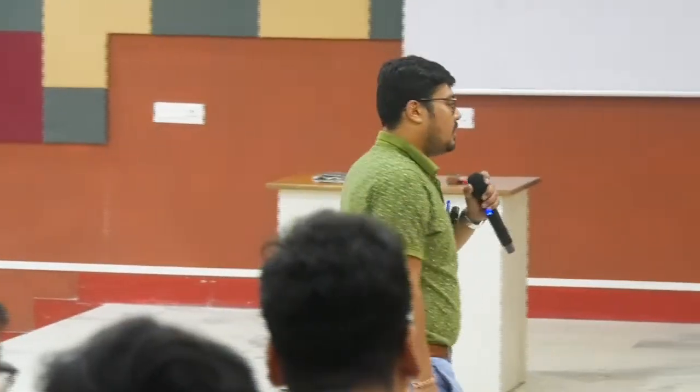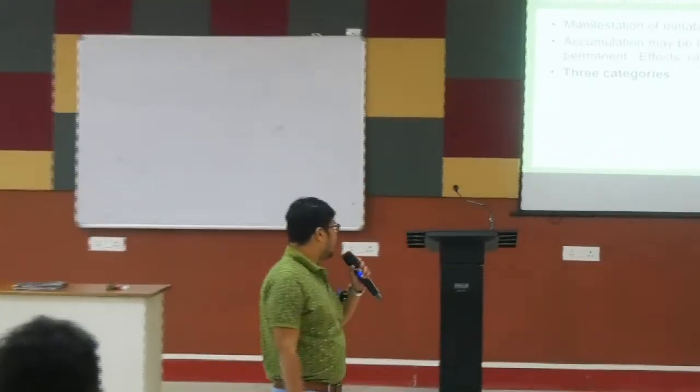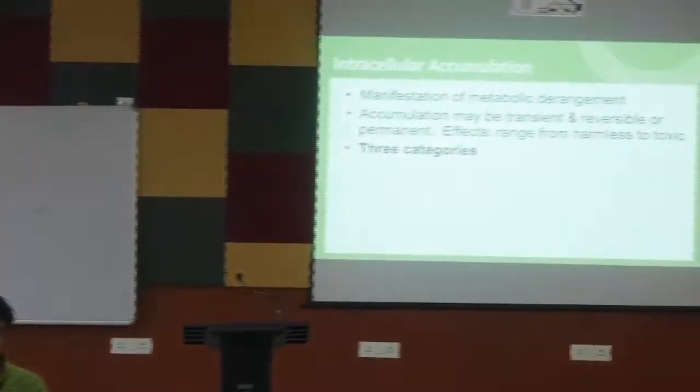Coming to our discussion topic, we have to know the possible intracellular accumulations. These are accumulations which are in a few cases normal and in a few cases abnormal. Intracellular means the accumulation which occurs inside the cell membrane. Intracellular accumulation is invariably a manifestation of metabolic derangement. Accumulation may be transient and reversible or permanent. Effects range from harmless to toxic.